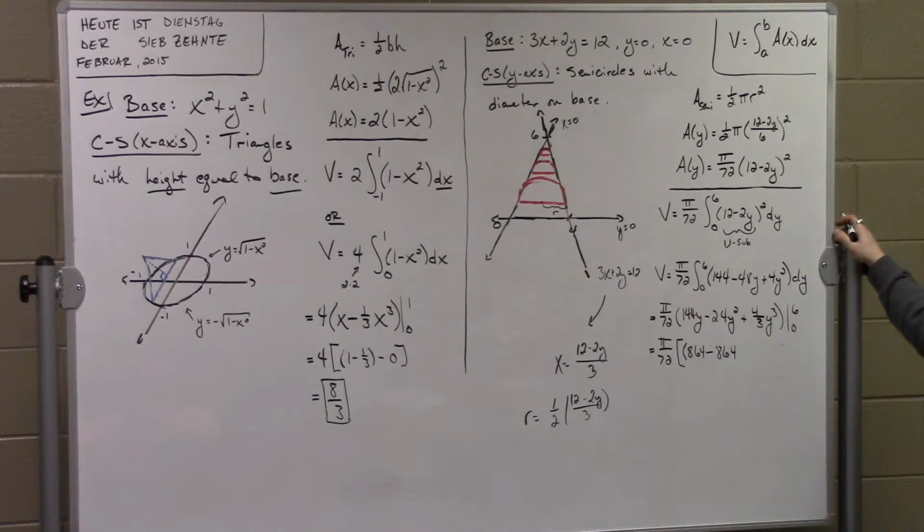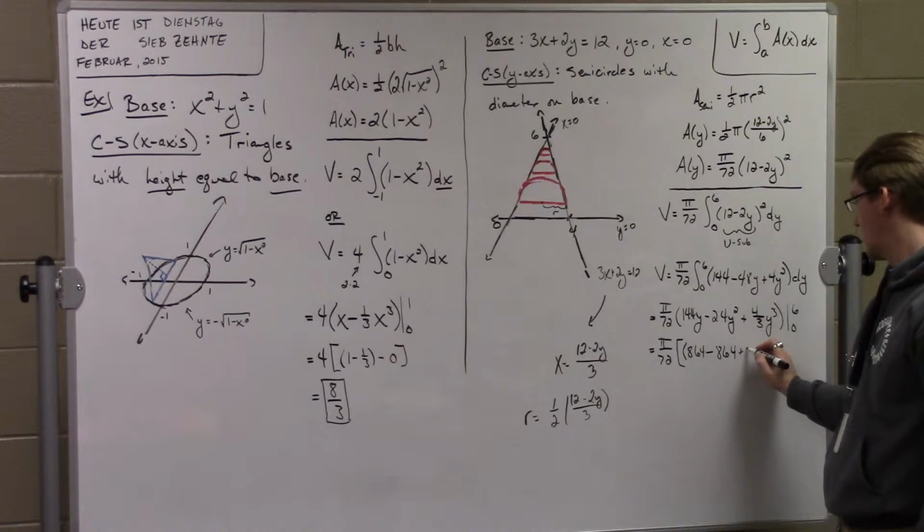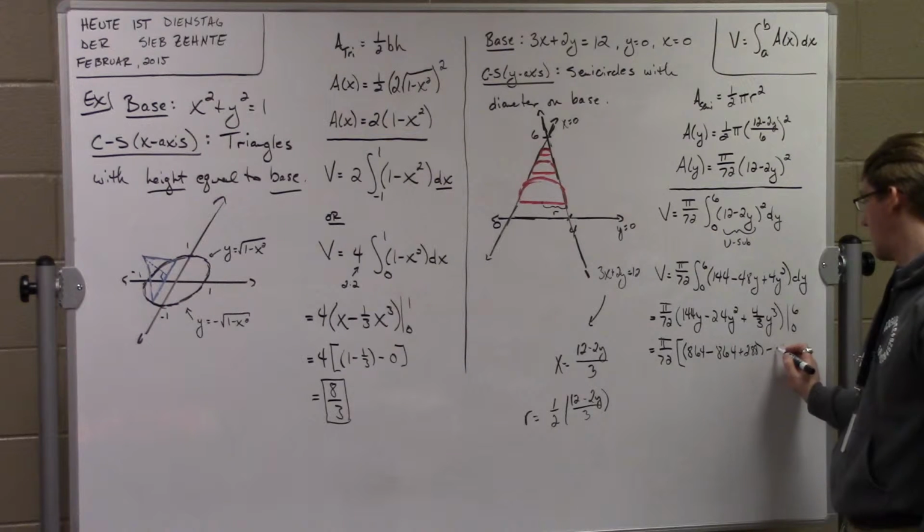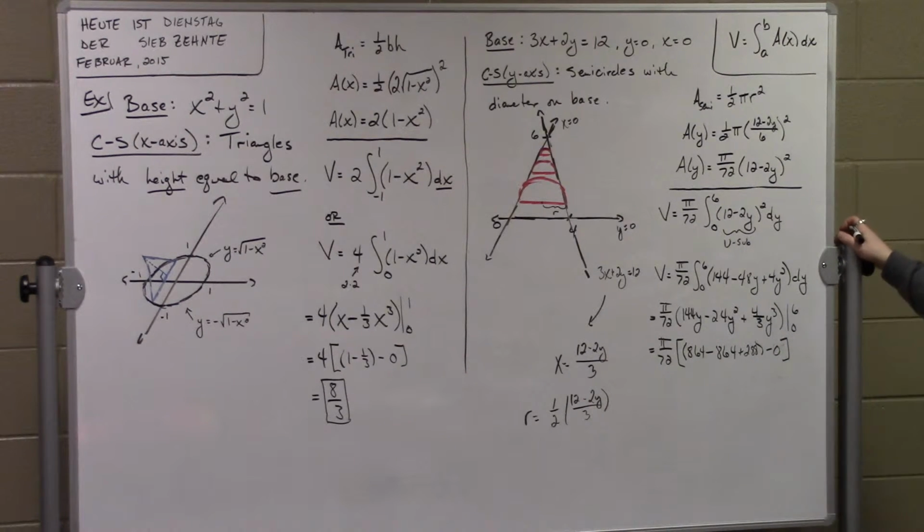Okay, let's see. 216 divided by 3 is 72. 72 times 4 is 288, I think. Minus 0. Okay, I'm gonna pause and make sure that makes sense. Alright, so we're checking, are we good?